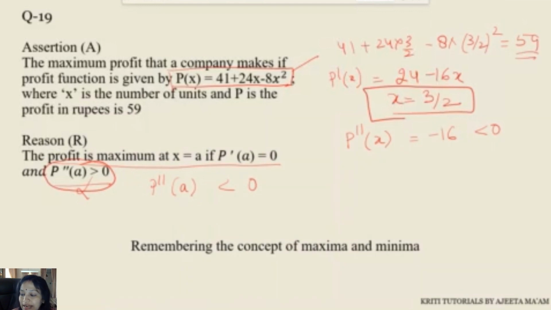So which option is correct? Our assertion is true, but reason is false. I repeat, our assertion is true, but reason is false. So which option will you mark here? Option C is correct for this. So we have to simply go with the concept. Assertion and reason are to be checked separately, and once we get the surety of both the statements, we combine them. So here assertion is true, but reason is false, so we go with option C.